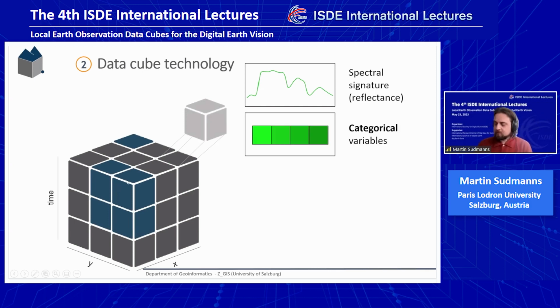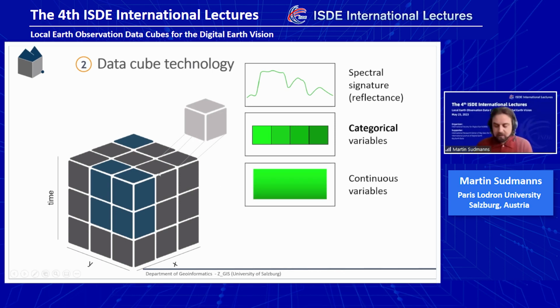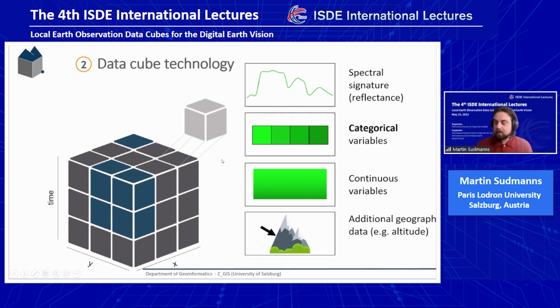So what we have in addition from the semantic enrichment, the categories that are also in there associated to the spectral signature. Then we may have some continuous variables that give us an idea about how bright the pixel is or how green a pixel is, which could be useful for vegetation analysis, for example. And we may have some additional geographic data, for example, the altitude at which the pixel is located. And this is all referenced in space and time.